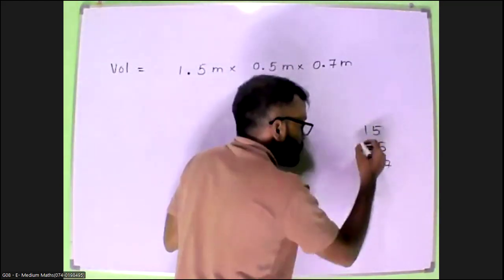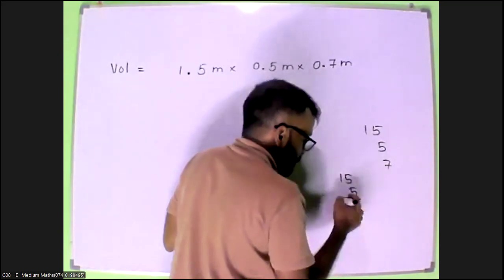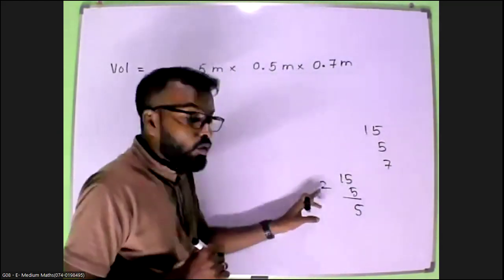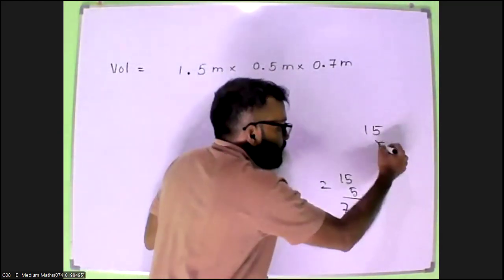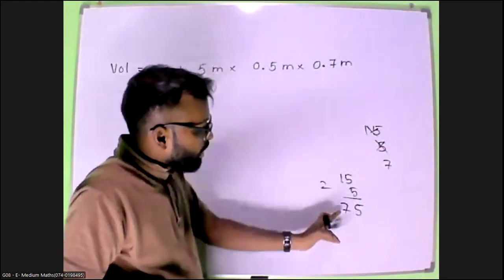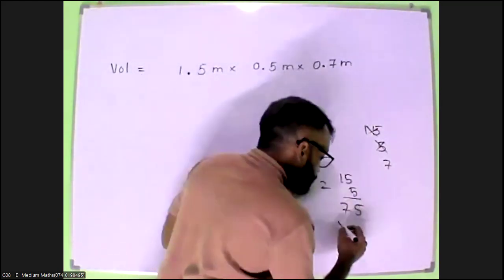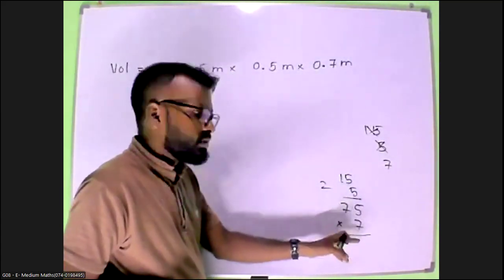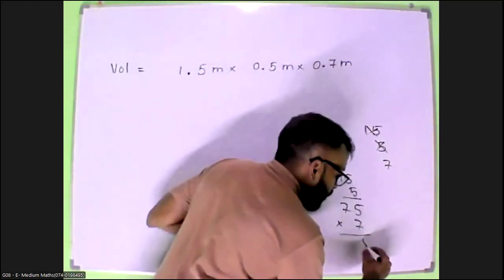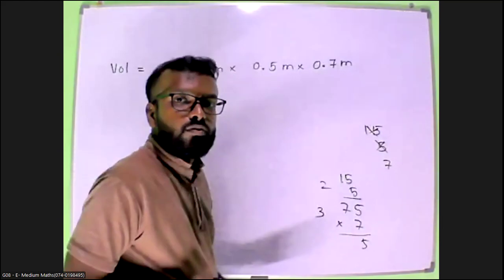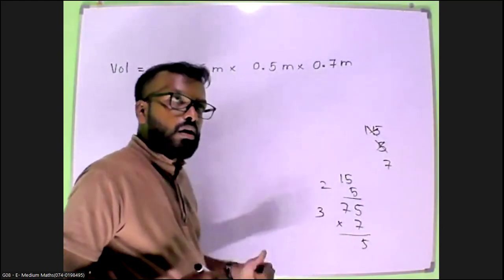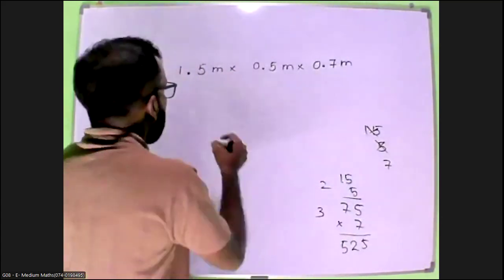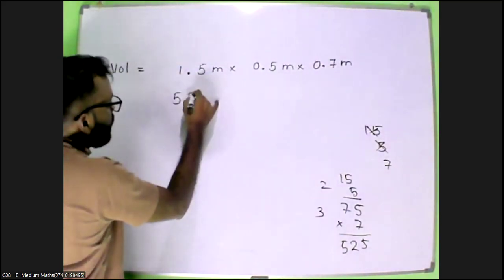So, first of all, I will multiply 15 and 5. 5 times 5, 25. Remainder is 2. 5 times 1, 5 plus 2, 7. And these two are done. Now I have to multiply this 75 by 7. 7 times 5, 35. Remainder is 3. 7 times 7, 49. 49 plus 3, 52. So, 525.